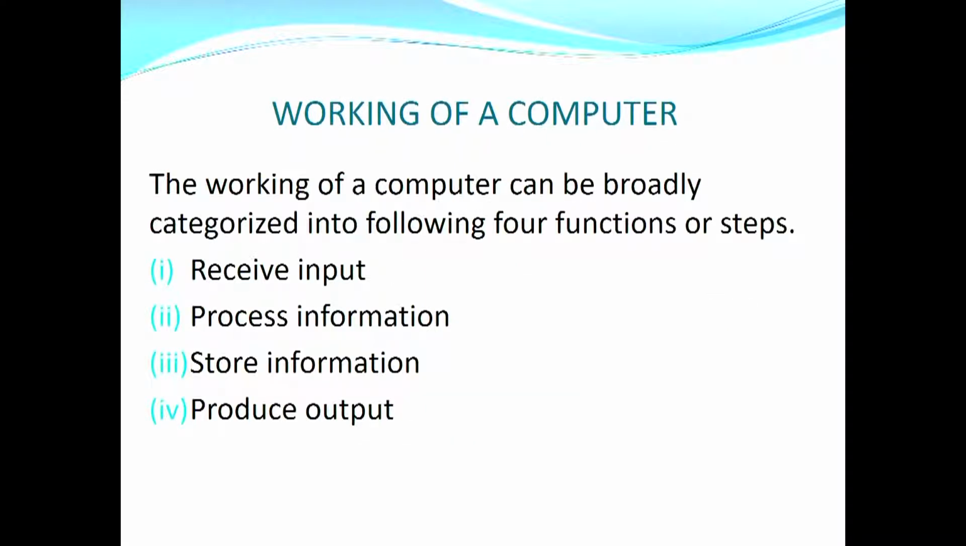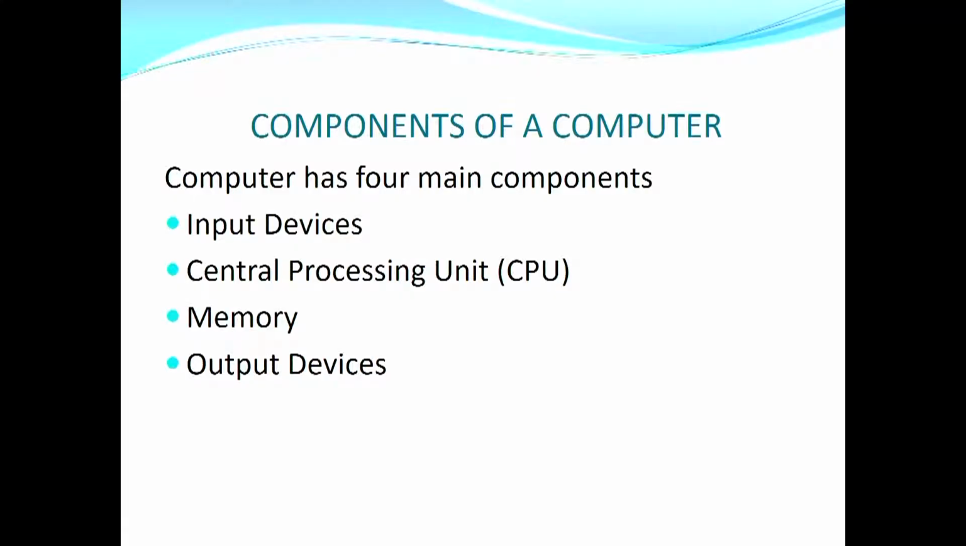If I talk about the complete steps, the working of a computer can be broadly categorized into the following four functions, or you can say steps. First is to receive the input, second to process the information, third step is to store the information, and the fourth step is to produce the output. Okay, now components of a computer. Computer has four main components: input devices, central processing unit, which is also abbreviated as CPU, memory, and output devices. We are going to talk about all of these in detail.